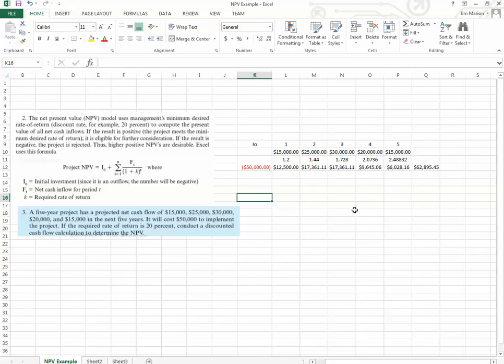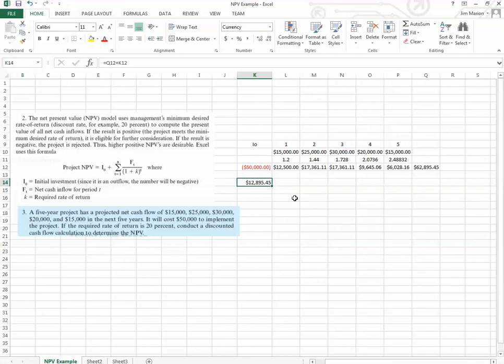Now, let's understand where the word net present value comes from. First of all, the present value today of 5 years worth of cash flows discounted at an annual 20% rate is $62,895. That's the present value. Well, we don't want the present value, we want the net present value. That means you're netting out what's the present value of future cash flows against what you spent today to invest in the project. So to net that out, we take this and we add it to this. So that would be Q12 plus K12. And that is $12,895.45.